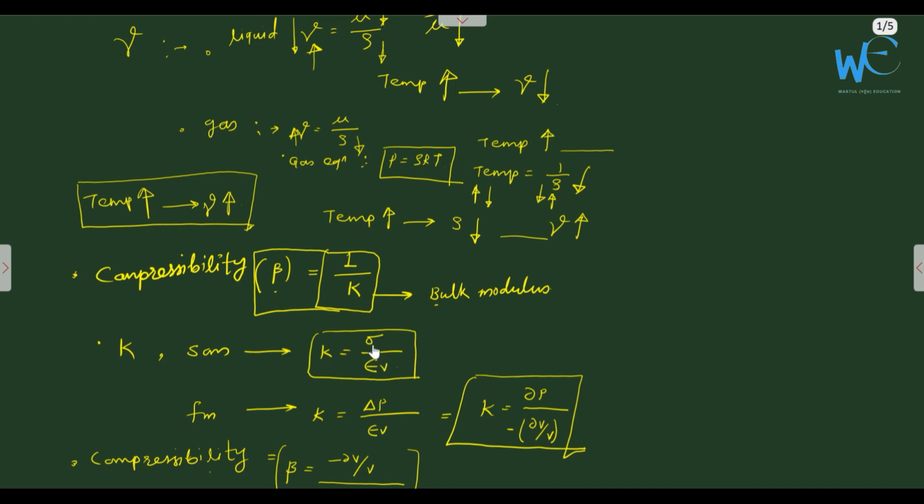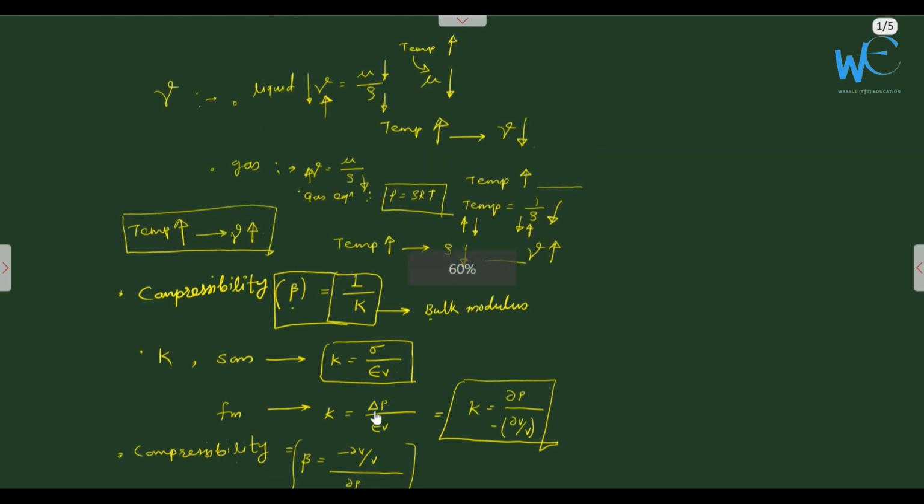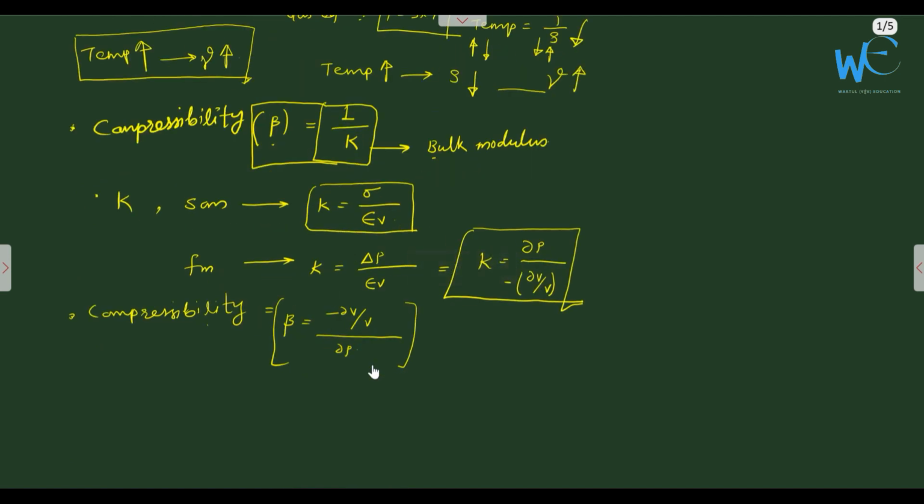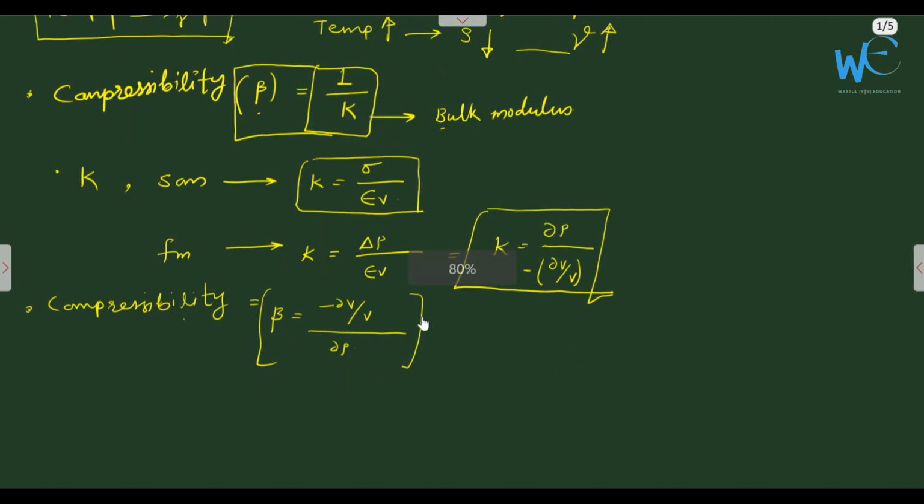Here I already wrote, which is direct stress divided by volumetric strain, right? But in FM, just transfer this direct stress into change in pressure, and volumetric strain remains as it is. So this is the formula for bulk modulus, but you have to come to compressibility. So bulk modulus is inversely proportional to compressibility. So I exchange denominator and numerator. Okay, and I put it here as beta, which is the compressibility formula.